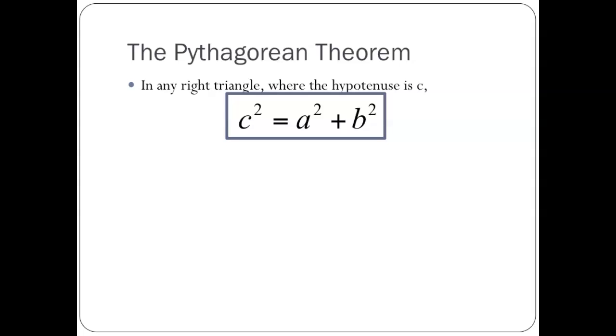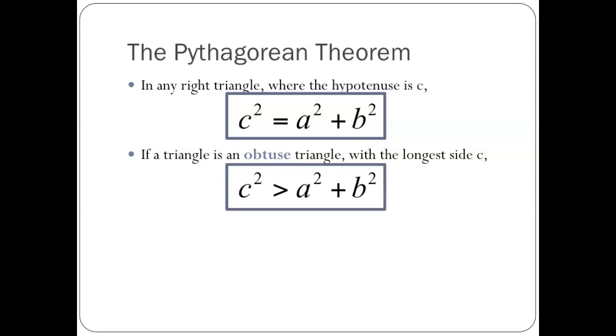So now if we have a triangle that's an obtuse triangle, where c is the longest side, not the hypotenuse, because the hypotenuse must be across from the 90-degree angle, which makes it a right triangle. But if we have c being the longest side, then for an obtuse triangle, c squared is going to be greater than a squared plus b squared. So remember that an obtuse triangle is a triangle that has one angle that is greater than 90 degrees.